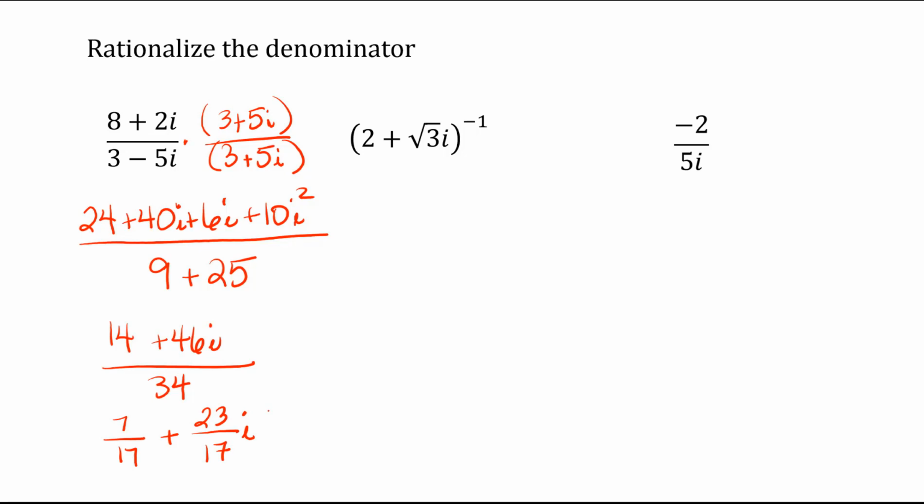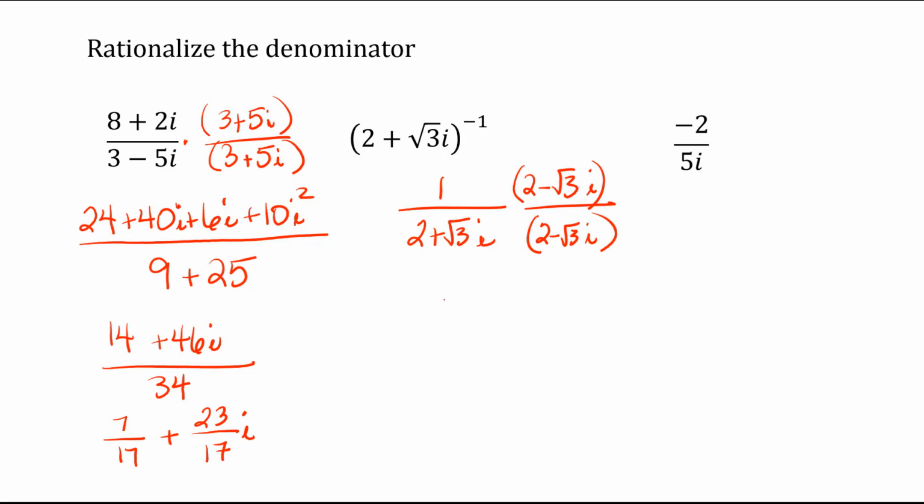So it's completely separate. All right, 2 plus the square root of 3i to the -1 power is 1 over 2 plus the square root of 3i. And that's not okay because I have a radical in the denominator. I need to multiply the top and the bottom of that fraction by the complex conjugate of the denominator, 2 minus the square root of 3i.